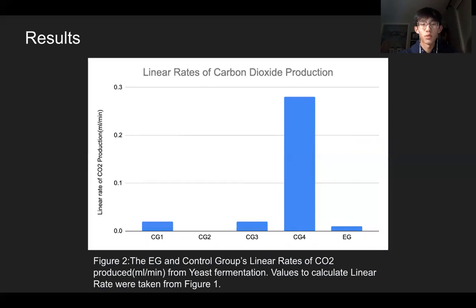This graph shows the linear rates of carbon dioxide production of the experimental and control groups. As you can see, control group 3 actually produced about as much carbon dioxide as control group 1 and even more than the experimental group, which was very, very unexpected. Because control group 4 was not exactly linear, we measured the linear rate between 5 and 10 minutes in figure 1, where the production of carbon dioxide was linear, and it had the highest linear rate of carbon dioxide production.